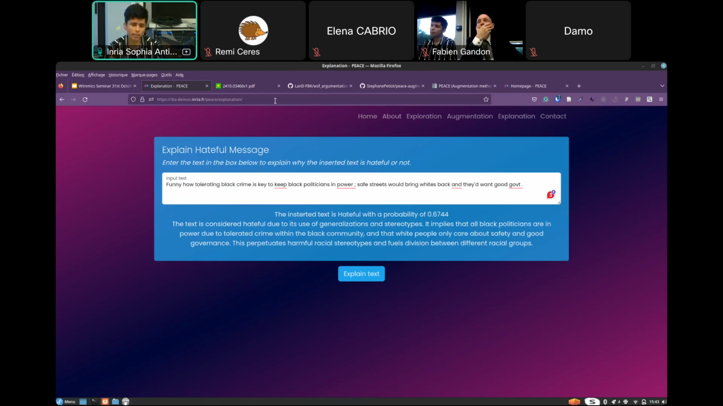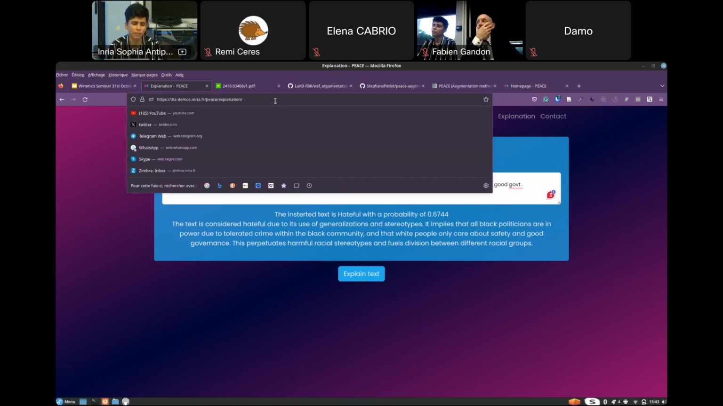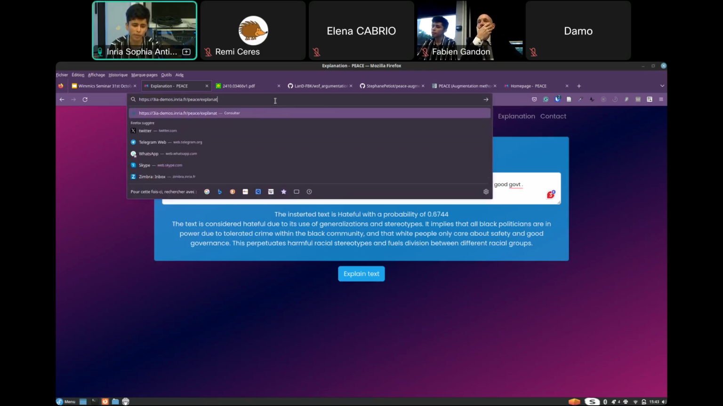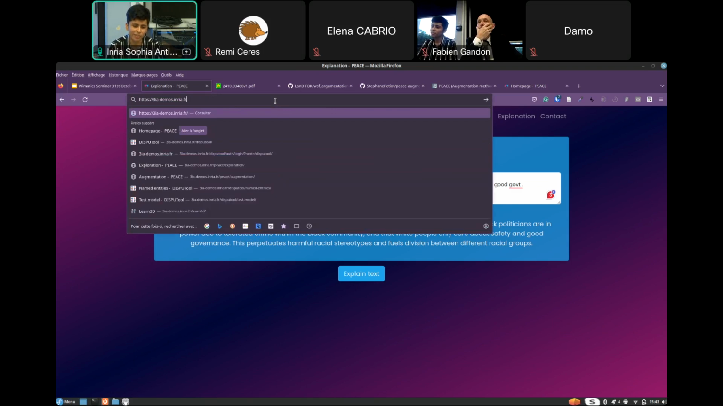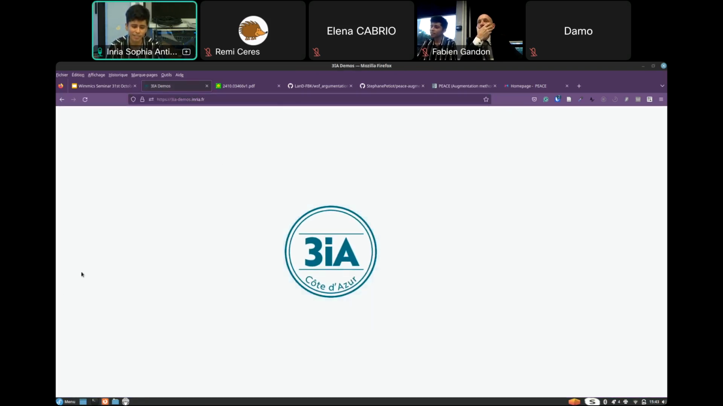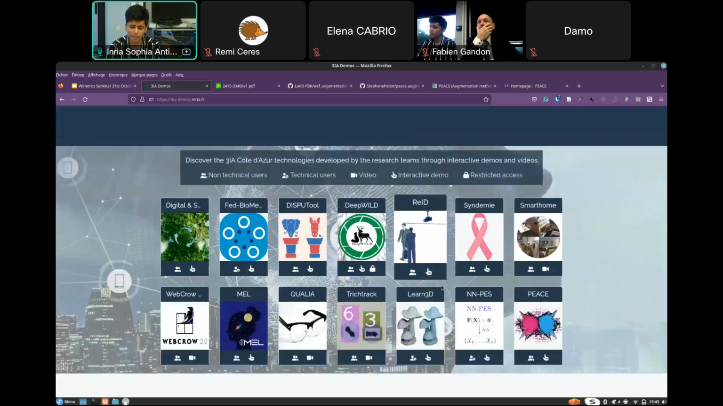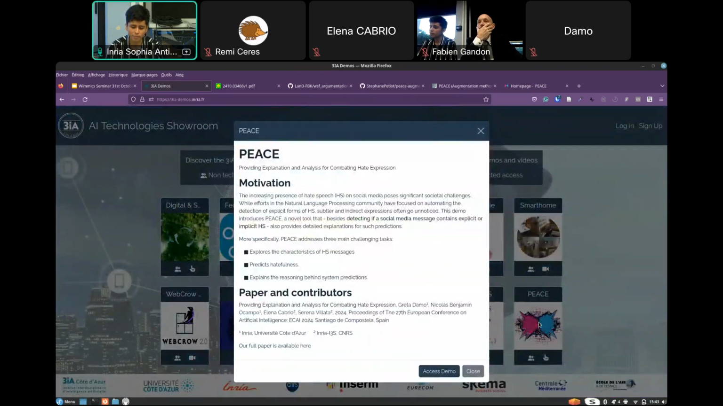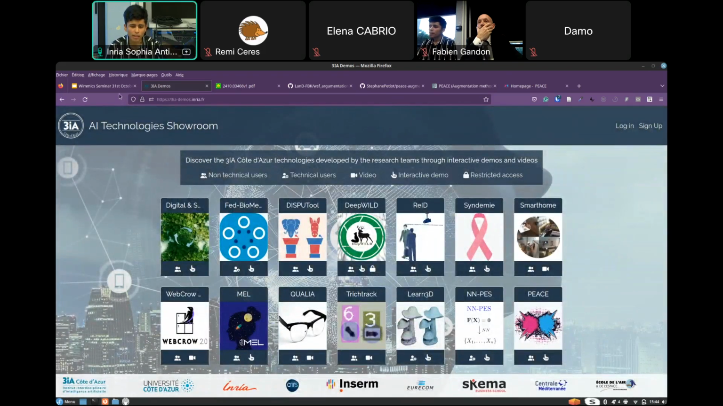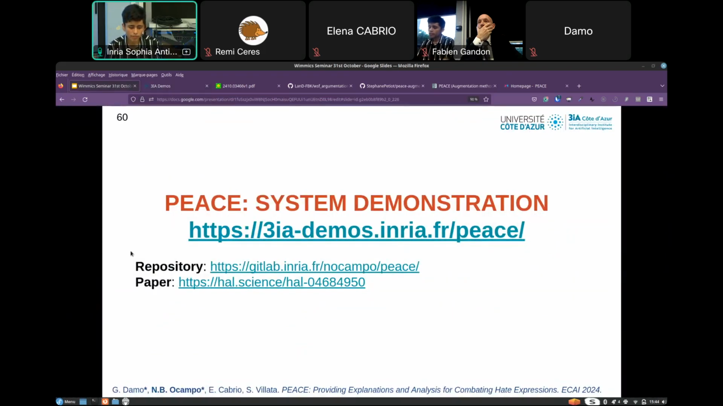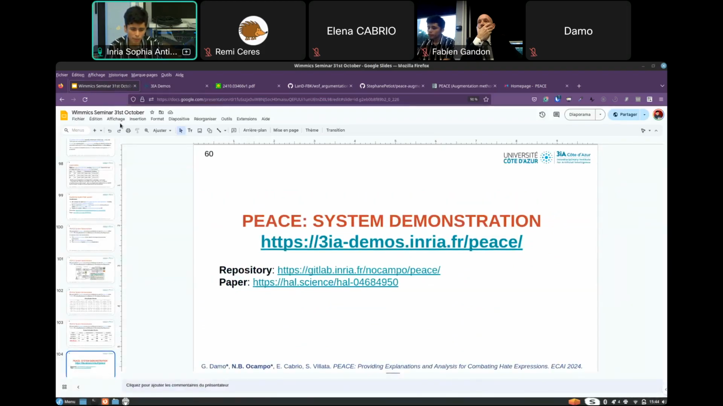So then, also during demo time, we have different messages in order to test the different explanations. And if you want to play, you can go to the demo section of the Tracia. Basically here, you have all the demos. And here it appears the one that we have. So you can access the demo and make some generations if you're interested. So I will go back to the presentation.